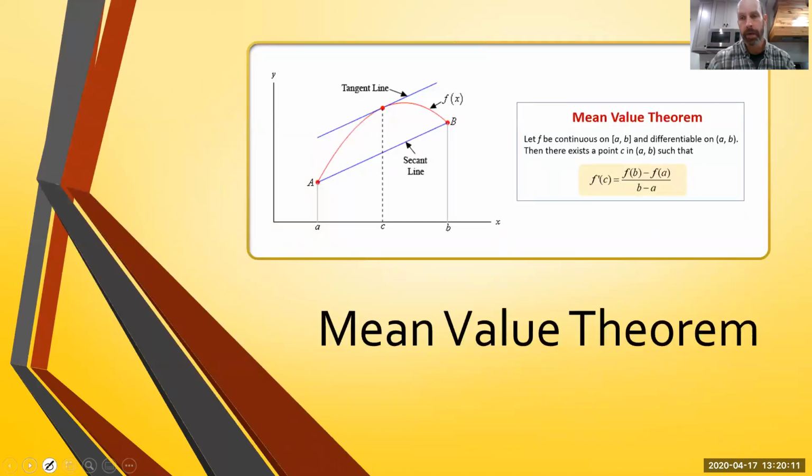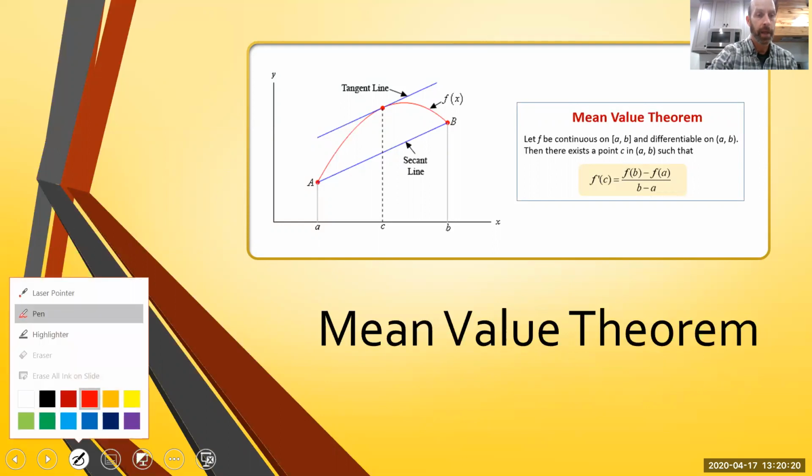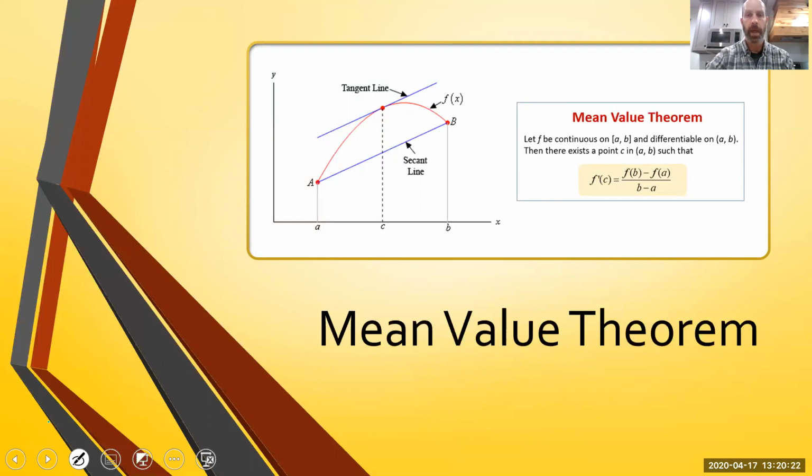Okay, mean value theorem. This is something that a lot of students kind of struggle with. Here's what it means, no pun intended. Let me get a green color here. So this red curve, that is our function, okay? And this blue line right here, this is the secant line. That is the average rate of change.